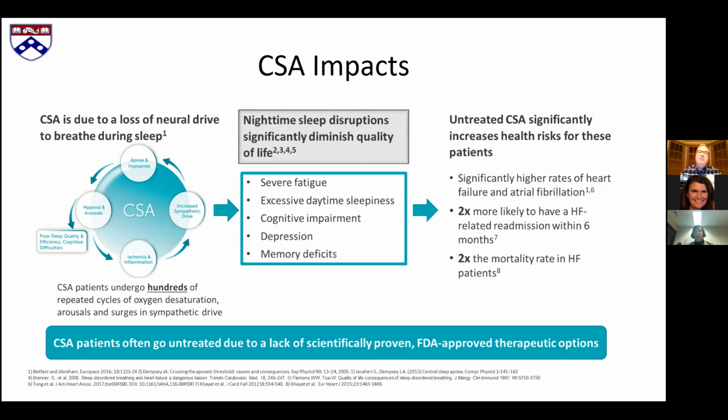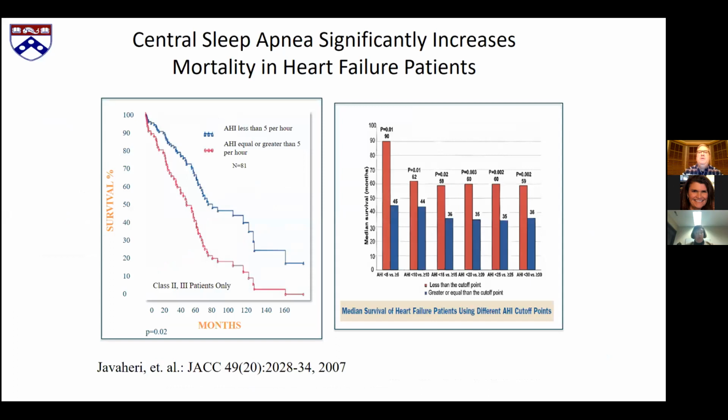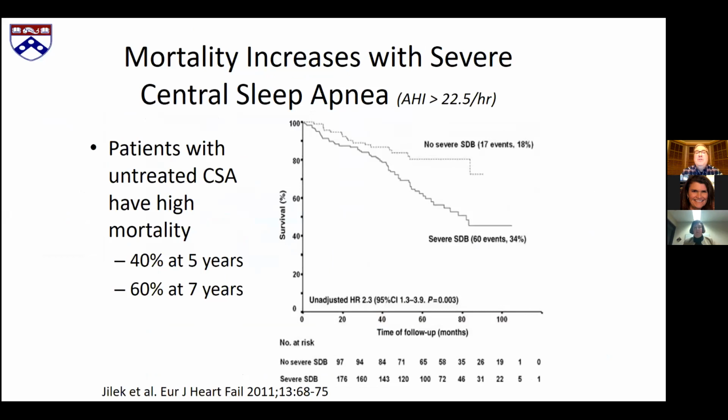But what's interesting is that most CSA patients go untreated because there really had been a lack of FDA-approved therapeutic options for this population. So here's some additional data from Dr. Javaheri just showing that the degree of central sleep apnea is associated with much worse survival. So the higher the AHI, the worse survival in symptomatic heart failure patients. And if we use different cutoffs of AHI, you can see that the median survival is significantly worse in patients who have worsening central sleep apnea. If you have severe central sleep apnea, then the mortality rate is actually extremely high. And this curve looks like patients that have entered stage D heart failure, where their mortality is unbelievably high. It's 40% mortality at 5 years and 60% at 7 years.